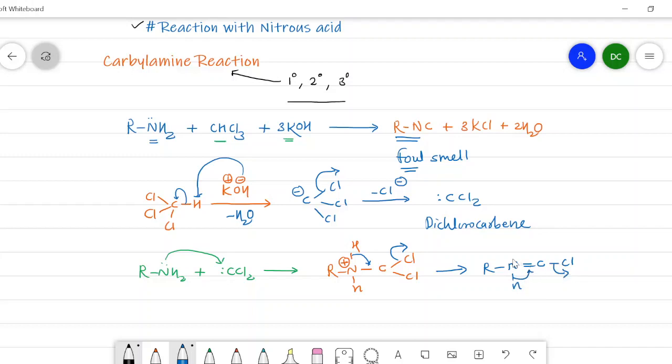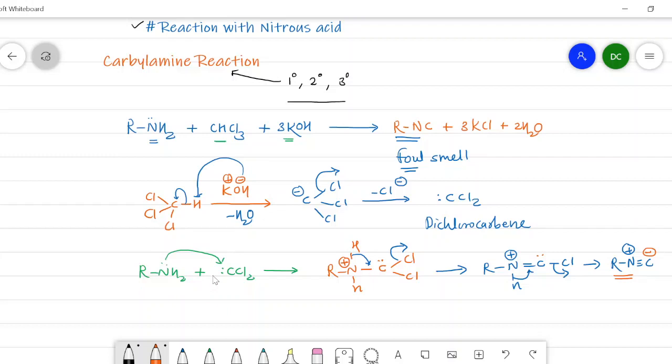with the removal of Cl. Here, a positive charge remains, and we get RN triple bond C. Now, look here. There are two electrons on the carbon. So I have to write here two electrons. Here also two electrons. Here also two electrons. And two electrons is nothing but the negative charge. So the negative charge resides on the carbon, whereas positive charge resides on the nitrogen. This is the isocyanide, which is formed from the aromatic primary amine or aliphatic primary amine.